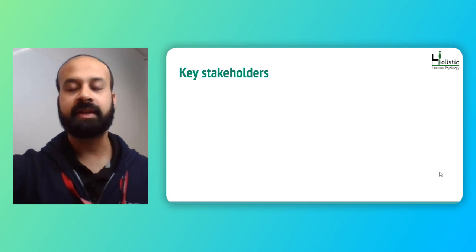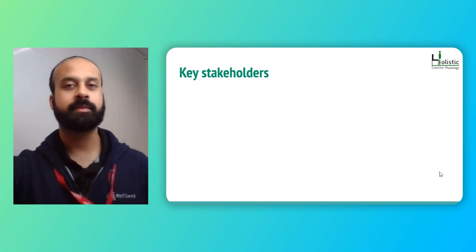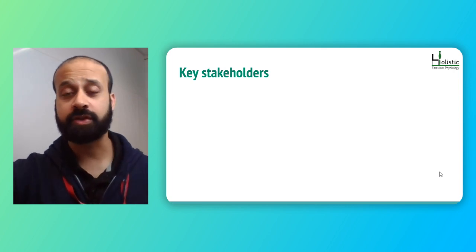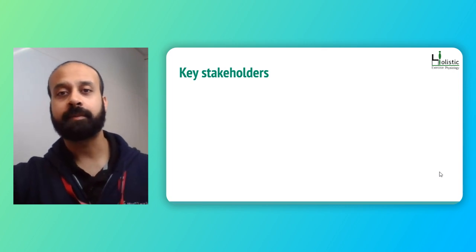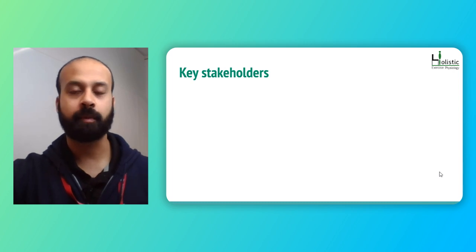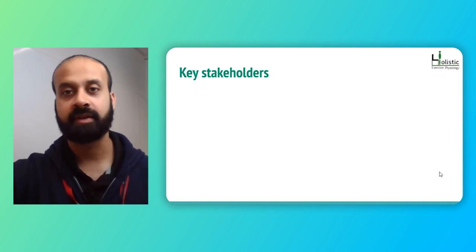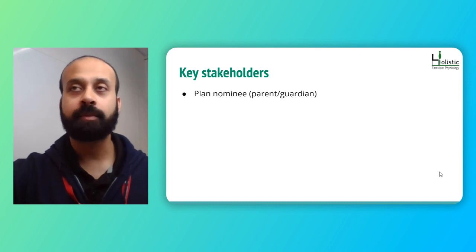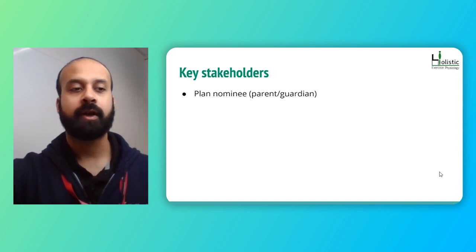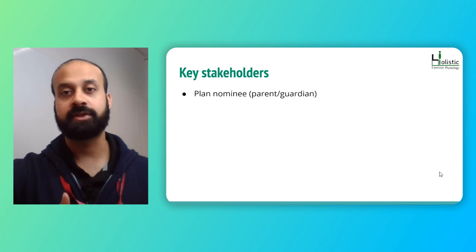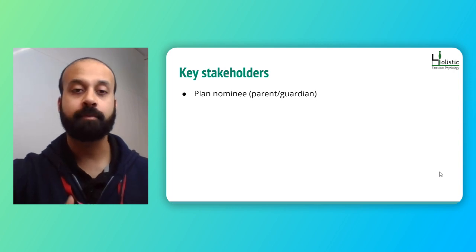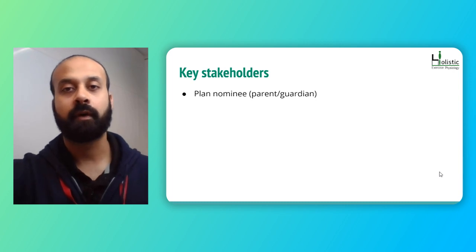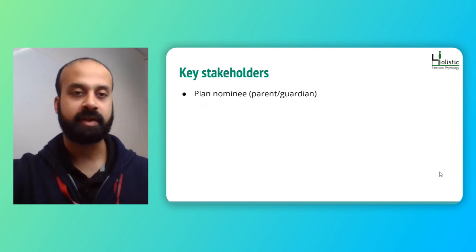So let's talk about some of the key stakeholders, some key terms, I suppose, or key people that you should know about within the scheme. Now, this is not an exhaustive list by any means, but these are some terms that will come up frequently, and it's probably a good idea that you've got your head around these terms. So, plan nominee. First of all, not all participants are going to have capacity to make decisions for themselves. And so they'll have either a parent or a guardian who they've nominated to make decisions on their behalf. So that's a plan nominee.